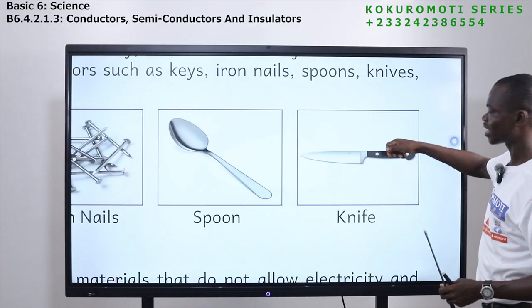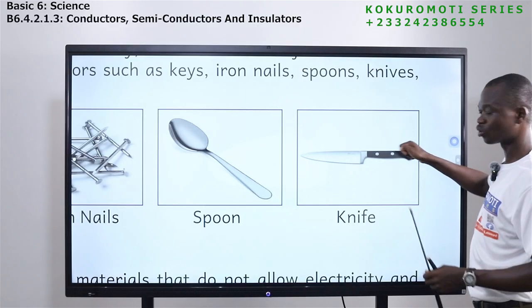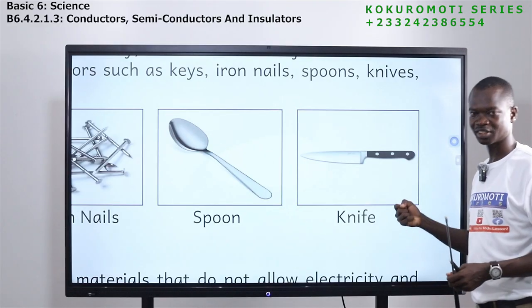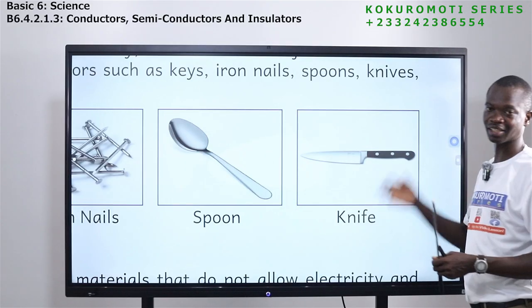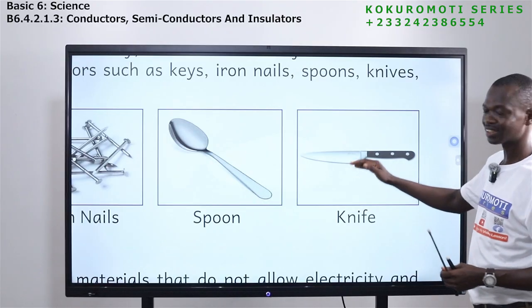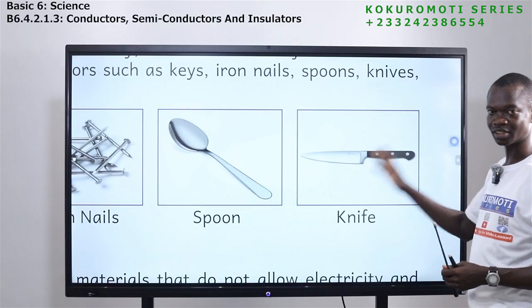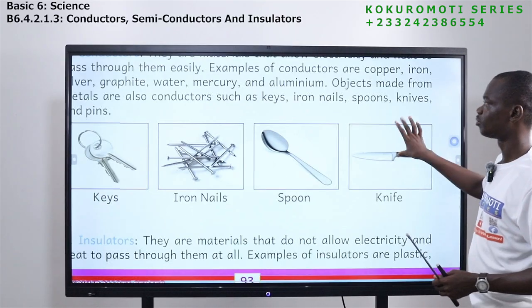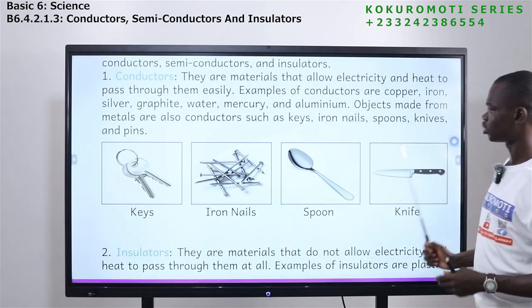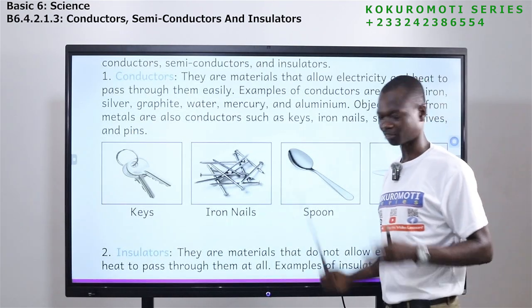That is why we even have a handle here, because if there is no handle, you feel the heat or electricity, it can easily pass through and then harm you. So always know that because this is metal, heat can pass through, electricity can pass through. We learned that metals are good conductors of heat and electricity. So all these, they are metals.